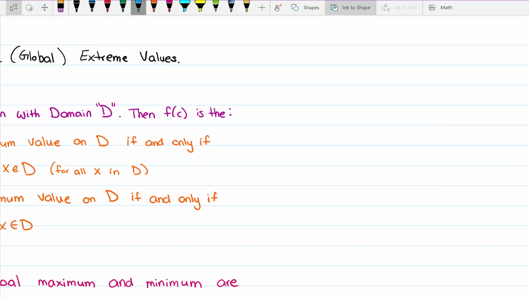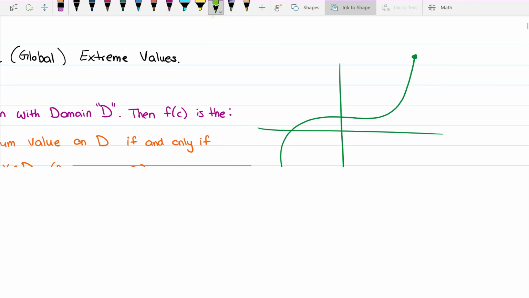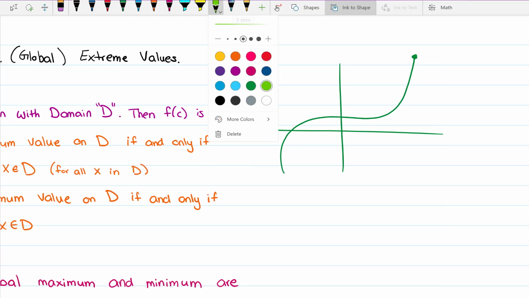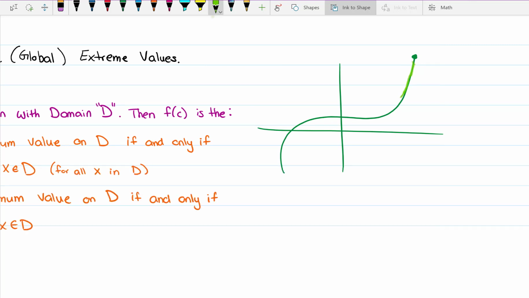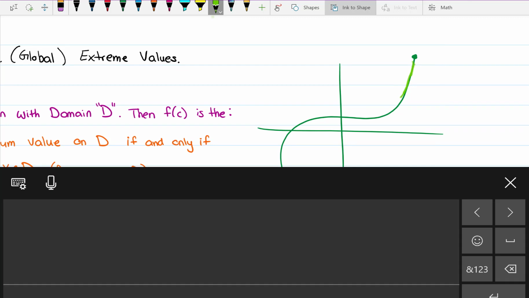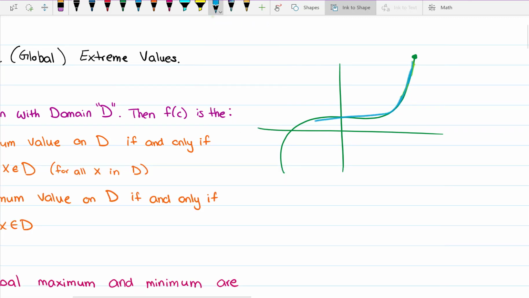What I mean by that is if I had a graph like this, every x value down here, I'll use a different color than green. Every x value, all of these inputs are going to give me a y value that is less than this one.